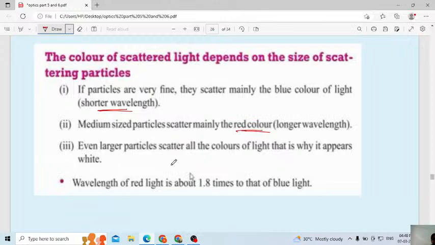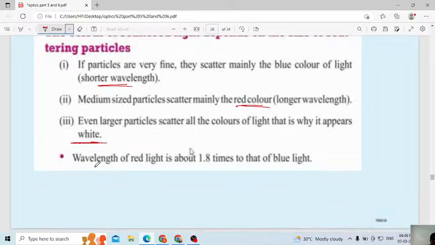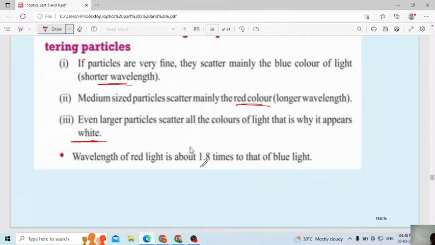Even large particles scatter all the colors of light, which is why they appear to be white, correct? Now, I told you, if the particles are bigger than the wavelength of light, then all the colors they will scatter equally, in that case you will get white light. Wavelength of red light is about 1.8 times more than that of blue light. That is one more important thing you have to remember.